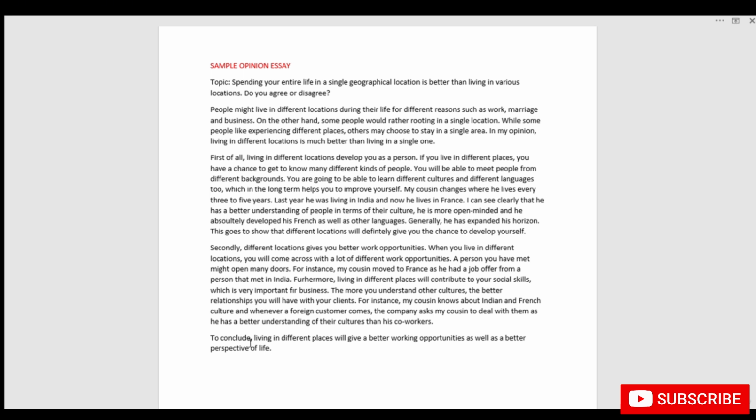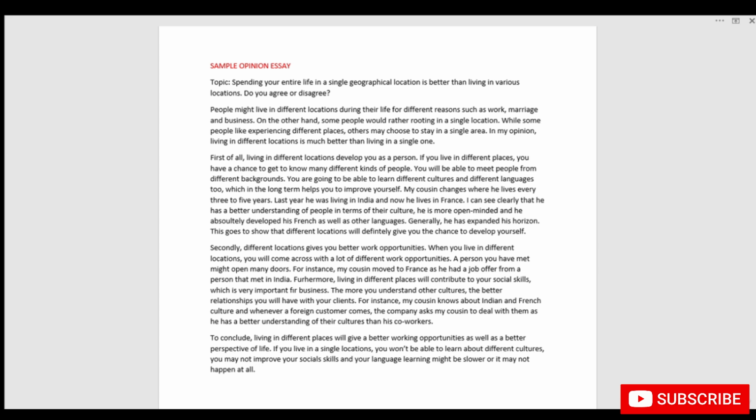So I say, if you live in a single location, you won't be able to learn about different cultures. You may not improve your social skills, and your language learning might be slower, or it may not happen at all.